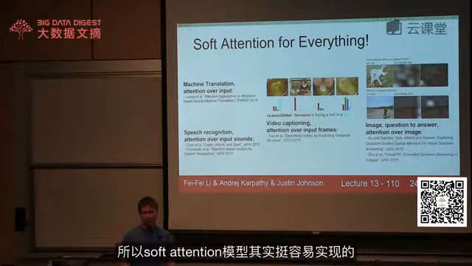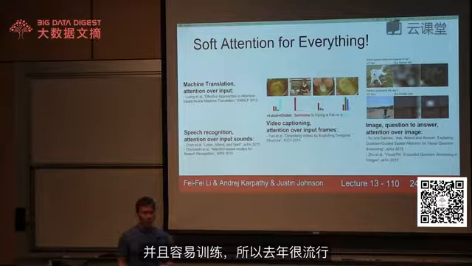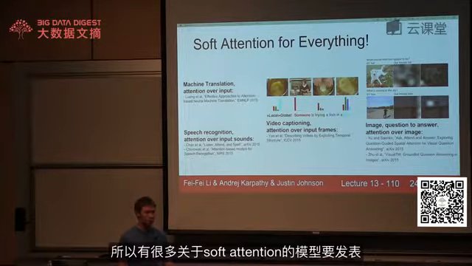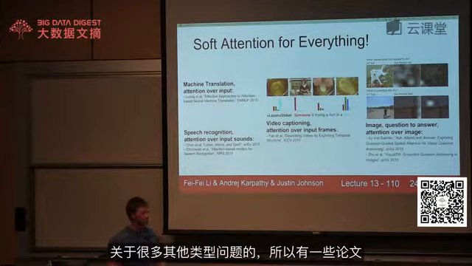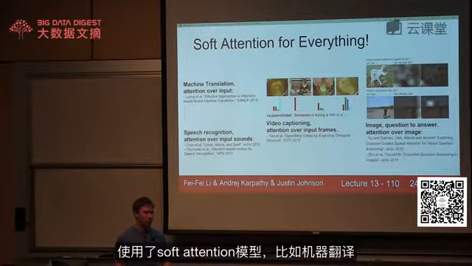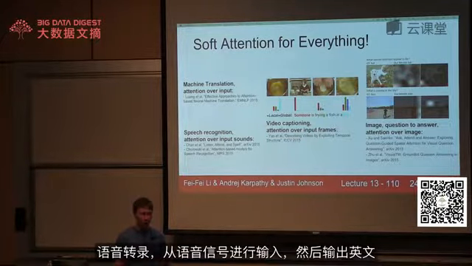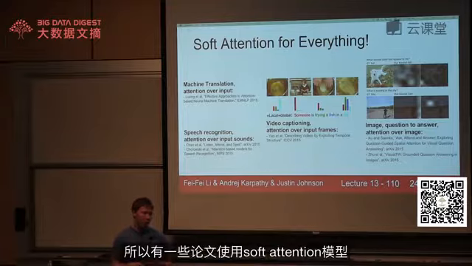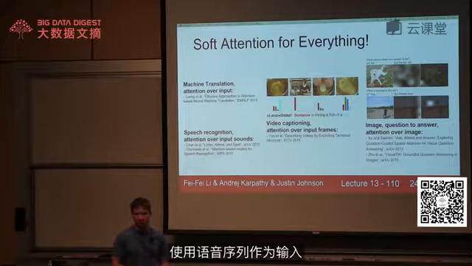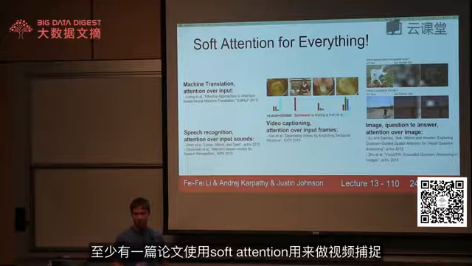So this idea of soft attention is actually pretty easy to implement and pretty easy to train. So it's been very popular in the last year or so, and there's a whole bunch of papers that apply this idea of soft attention to a whole bunch of different problems. So there have been a couple papers looking at soft attention for machine translation, as we saw. There have been a couple papers that actually want to do speech transcription, where they read in an audio signal and then output the words in English. So there have been a couple papers that use soft attention over the input audio sequence to help with that task. There's been at least one paper on using soft attention for video captioning.